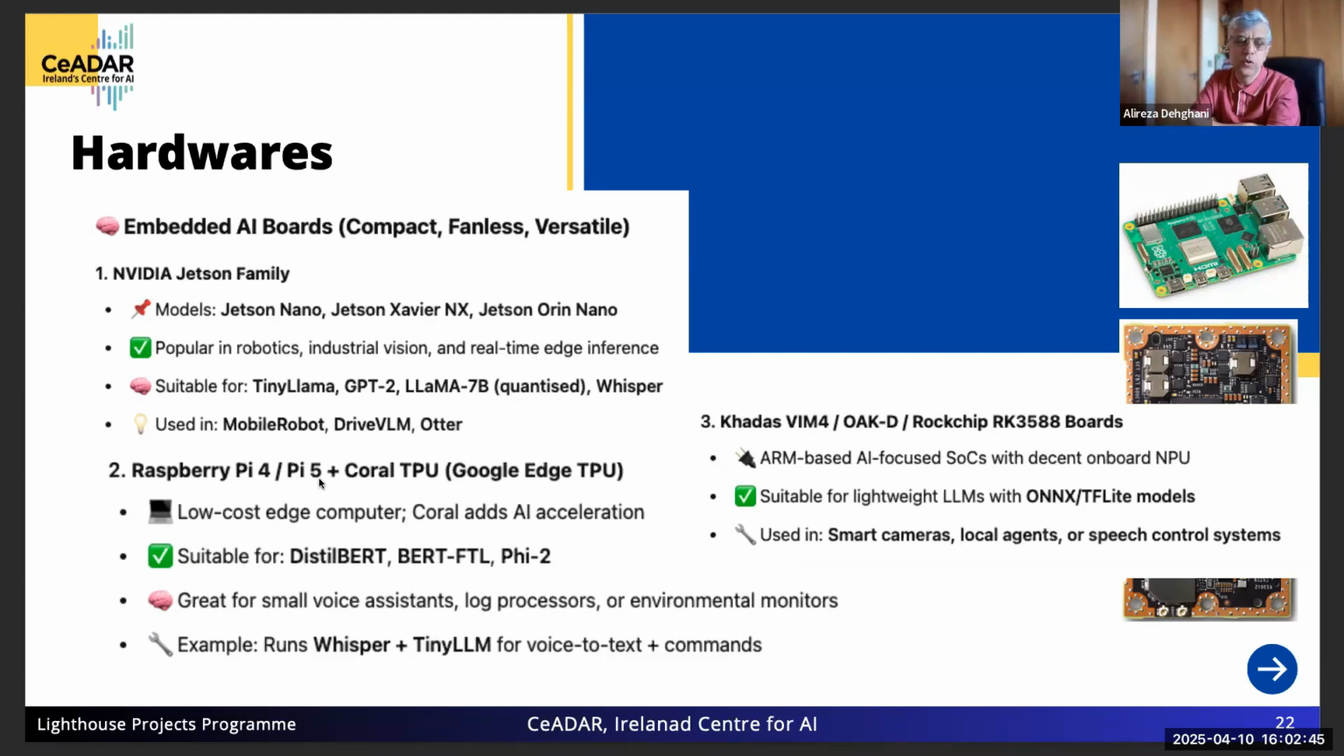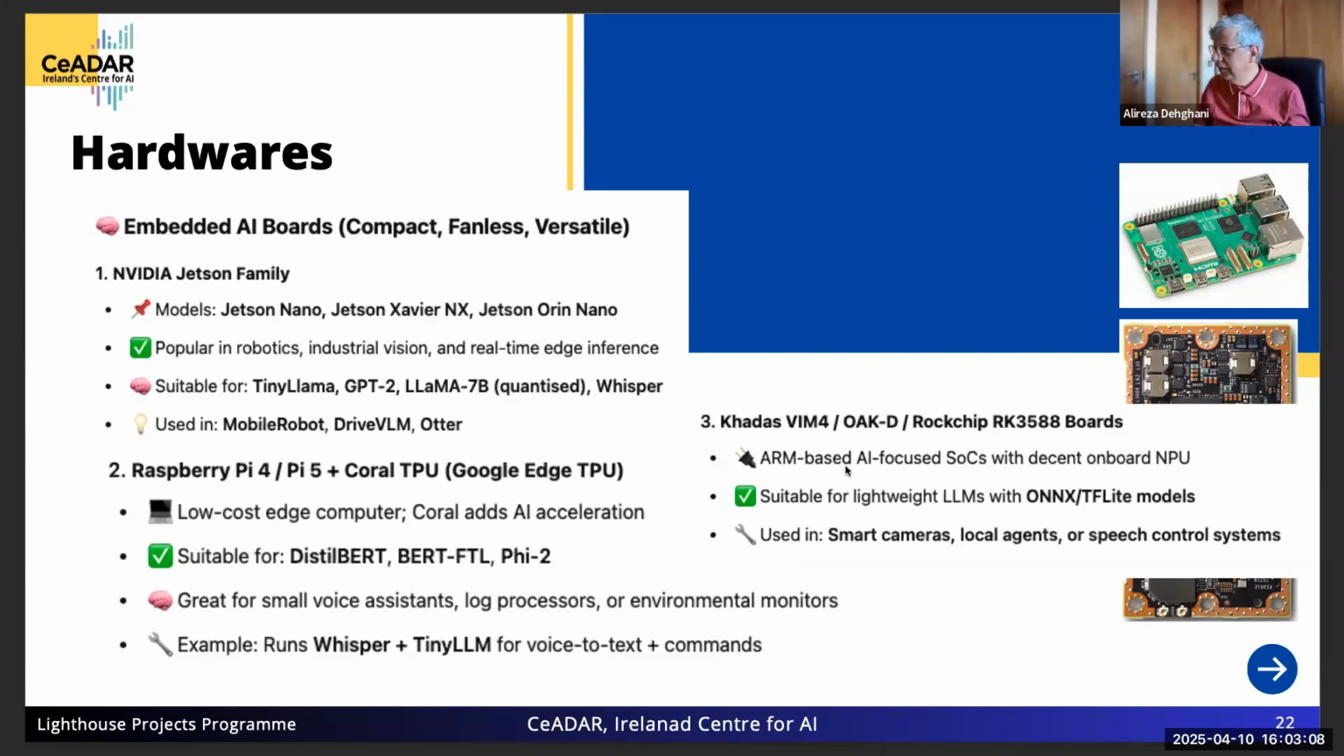If you are a student, if you want to do something really cheap in your internship or for your thesis project, things like that, don't forget to try Pi 5. That's really interesting. As you can see, you can embed different kinds of libraries there. Great for small voice assistants, log processors, and environment monitors. Very interesting. The example use cases are here as I have listed.